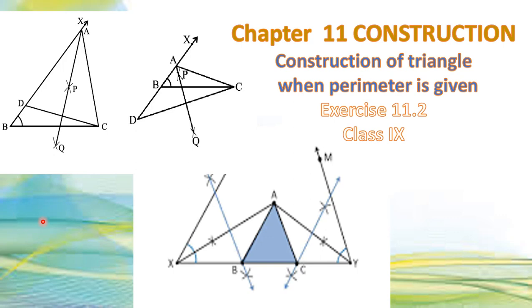Hello students, today in this session we are going to construct the triangle. As in the earlier session we have drawn the triangles where the sum of two sides and the difference of two sides is given. Now today we are going to learn how to construct a triangle when the sum of all three sides, or we can say the perimeter, is given. Exercise 11.2, class 9th, chapter number 11, Construction.